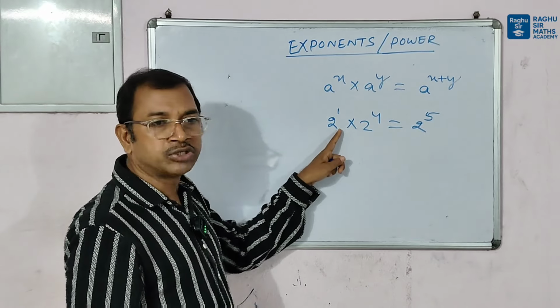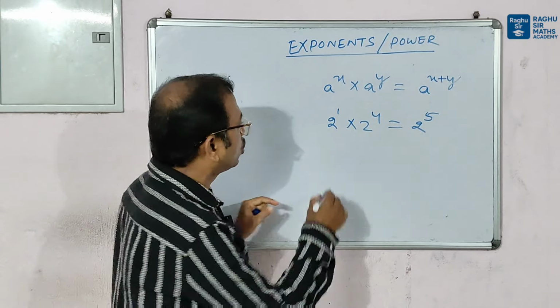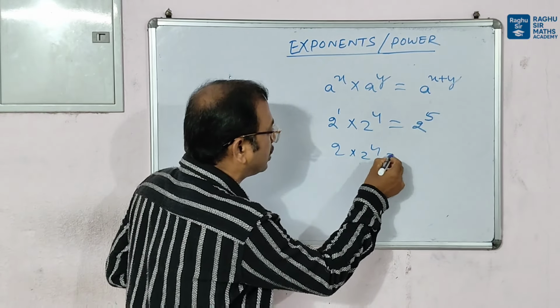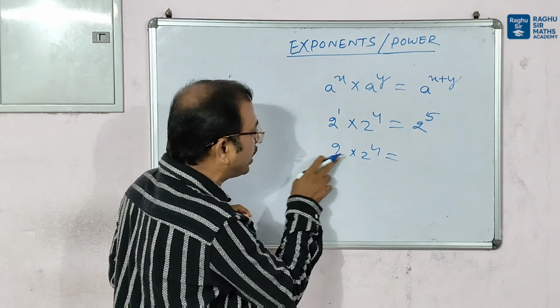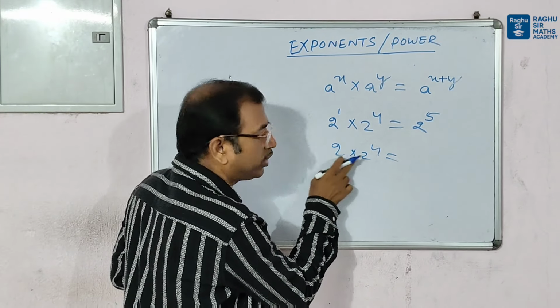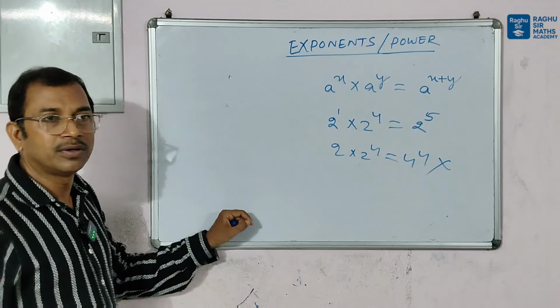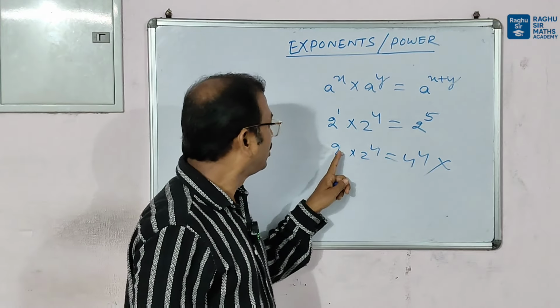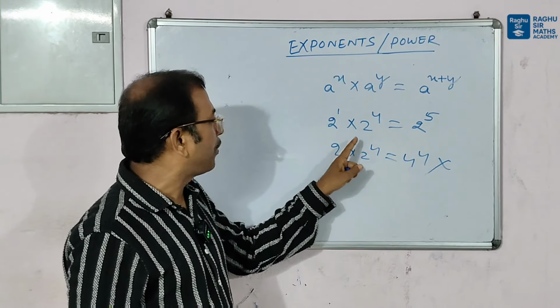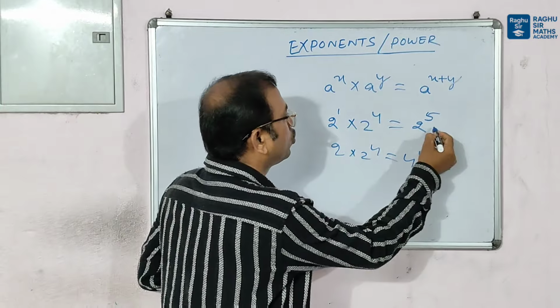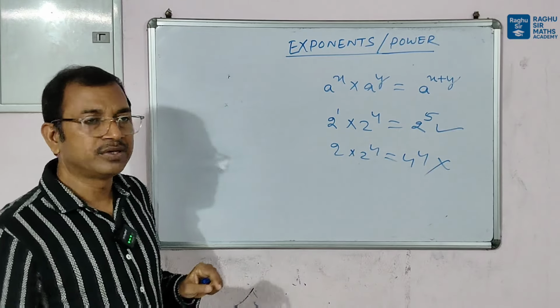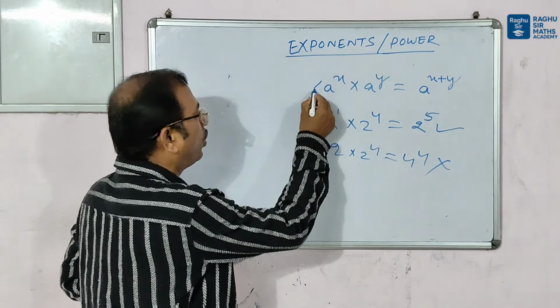So one mistake students make, see. 2 into 2 to the power 4. Some students multiply 2 into 2 and write 4 to the power 4. This is wrong. So 2 into 2 to the power 4 is 2 to the power 5. So this is the multiplication rule.